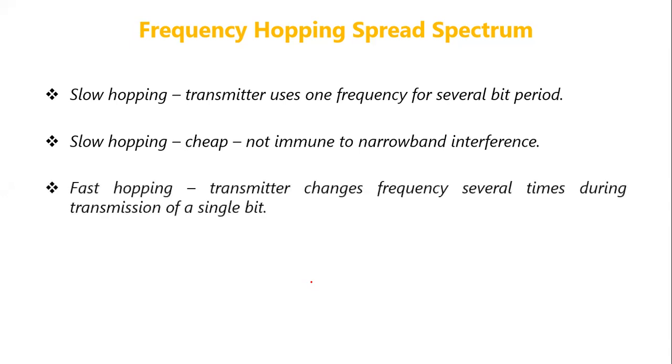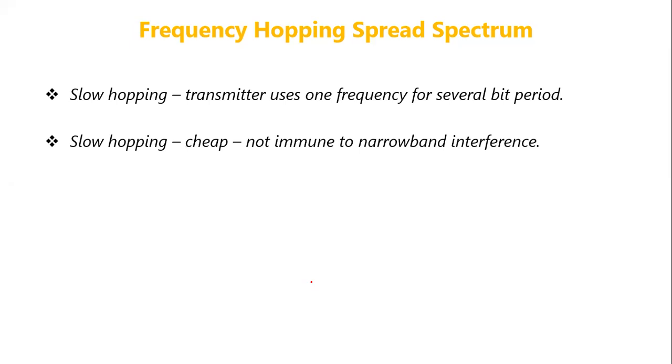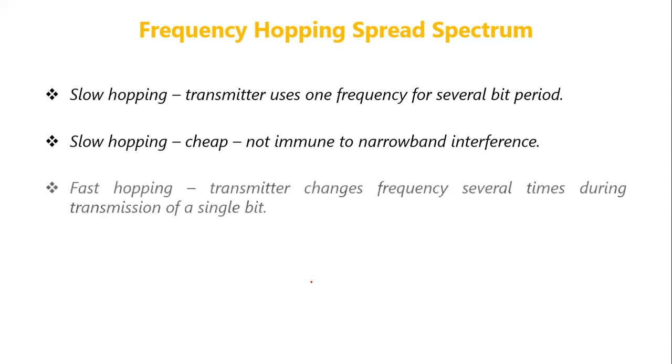The advantage of slow hopping is it is cheaper, but the disadvantage is it is not immune to narrowband interference. And the next technique we have is fast hopping.